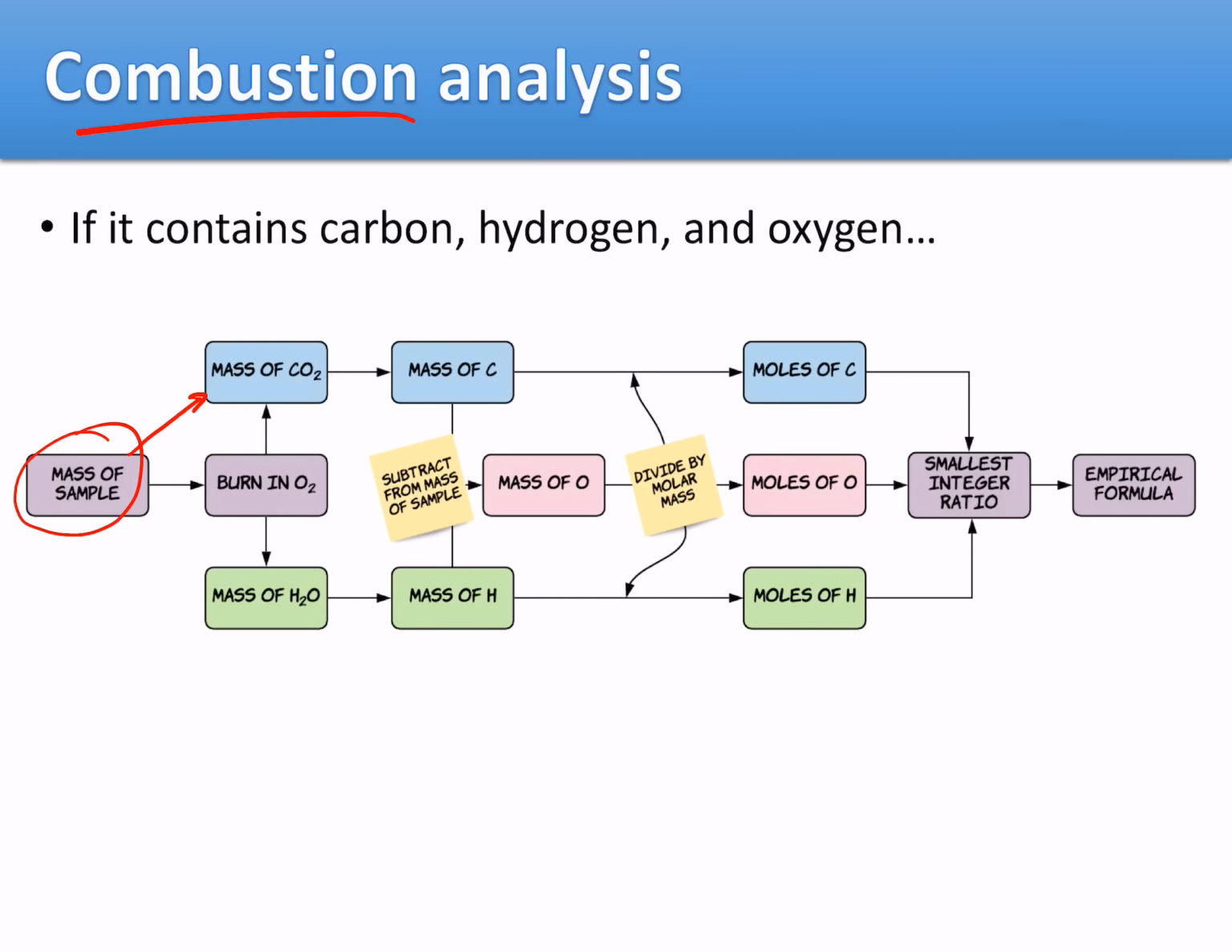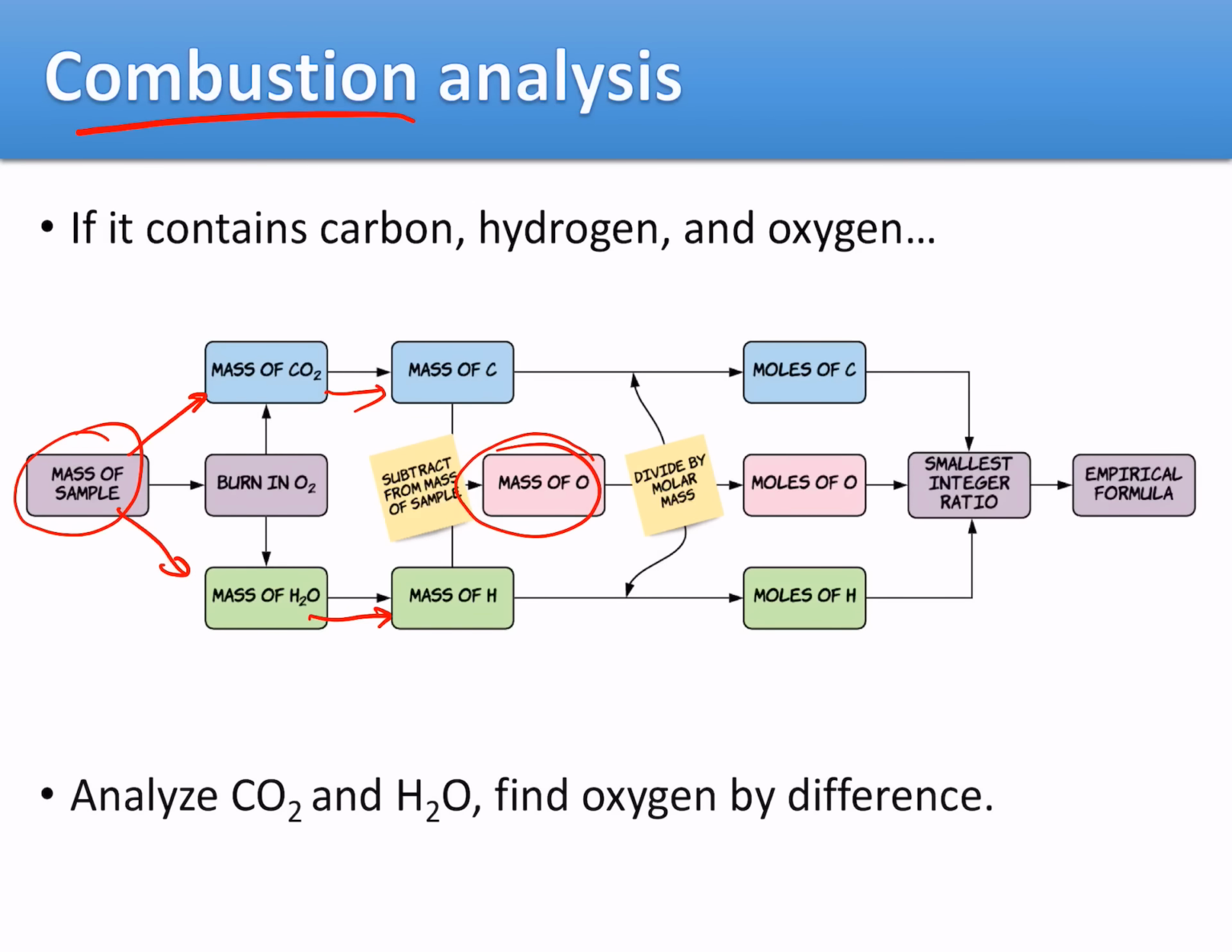You obtain a mass of CO2 and a mass of water, because those are the products that you obtain when you burn this organic compound in oxygen. With the mass of CO2 and the mass of water, you can obtain the respective masses of carbon and hydrogen. And if you have the mass of carbon and the mass of hydrogen, and you initially had the mass of sample, you can subtract to get the mass of oxygen. You find oxygen by difference.